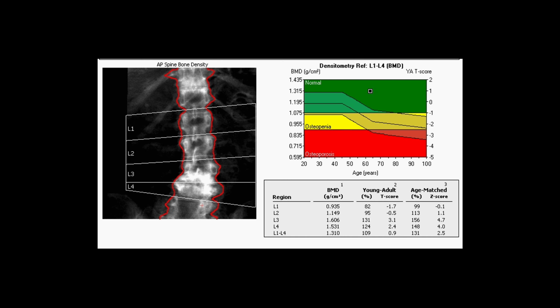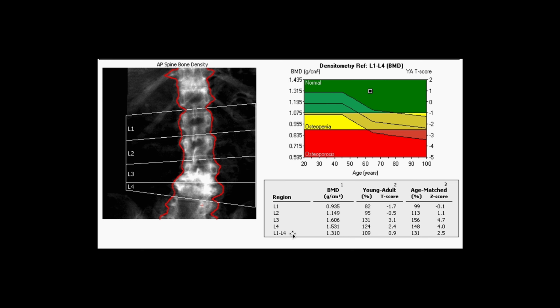Our next patient presented for a DEXA scan, and on the DEXA scan we see these labeled vertebral bodies in the lumbar spine: L1, L2, L3 and L4. At the site of L3 and L4 we see that there is extensive degenerative sclerosis leading to an increase in the bone mineral density at this site compared to other vertebral bodies.